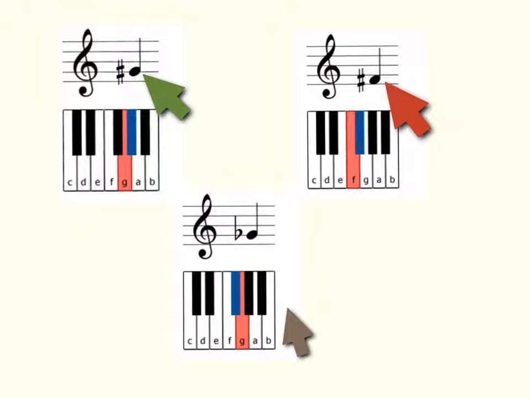We can do exactly the same with flats. Here is the note G. If we put a flat in front of G, we lower it, and it becomes this. G becomes G flat. We write G flat on the staff like this.